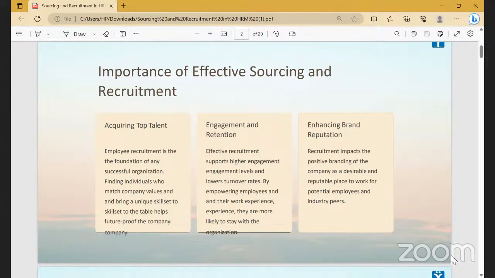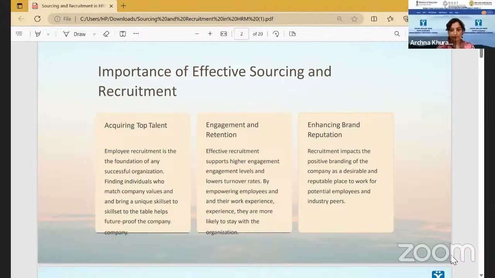Engagement and retention. Effective recruitment supports higher engagement levels and lower turnover rates. By empowering employees and improving their work experience, they are more likely to stay with the organization. Yeah, so you can try and explain that as well.